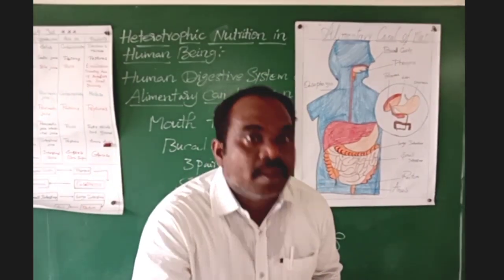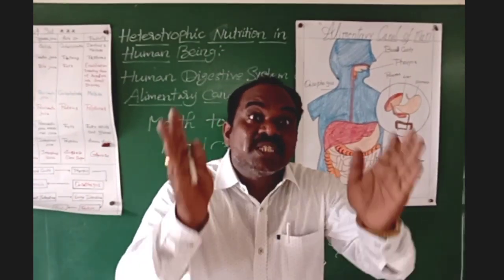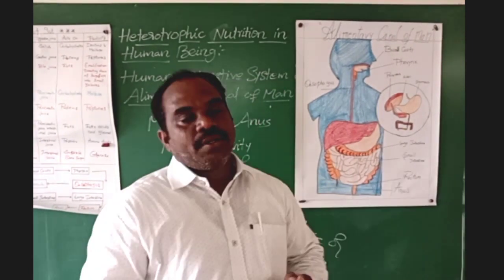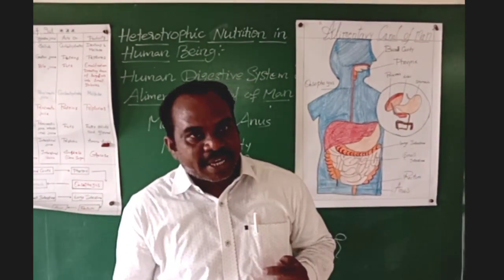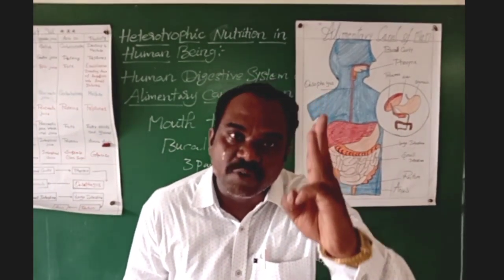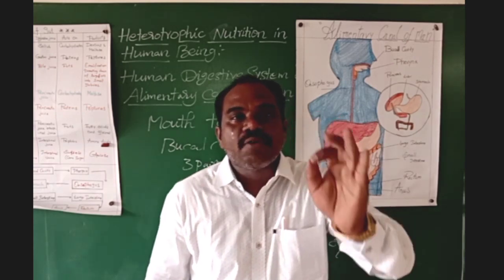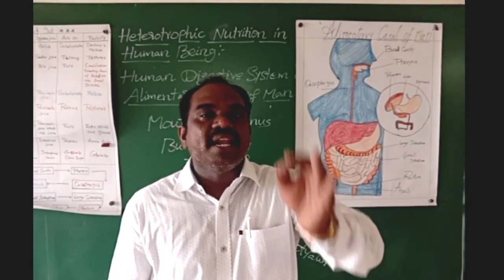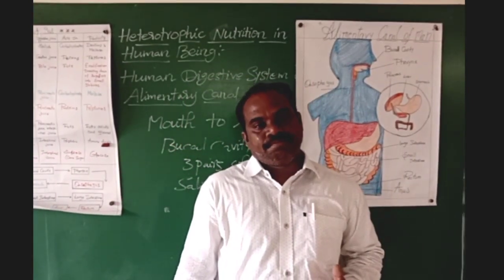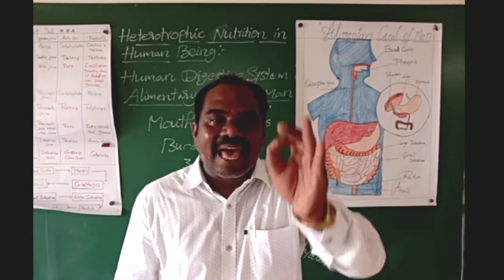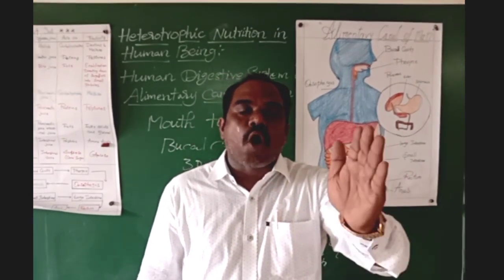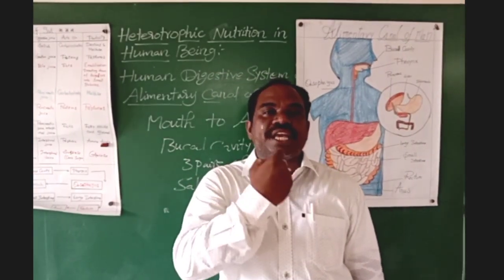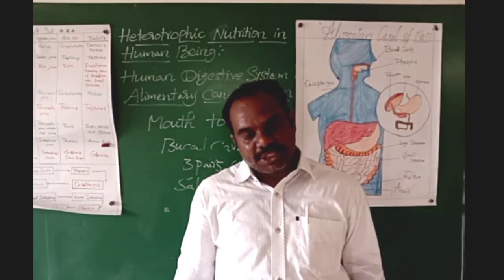Amylase is secreted in saliva. Do you understand? In our mouth cavity, three pairs of salivary glands are present. Salivary glands secrete saliva. Saliva contains amylase or ptyalin, which helps conversion of carbohydrates into maltose sugar in our mouth cavity or buccal cavity.